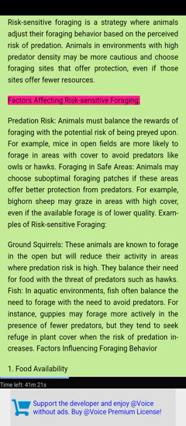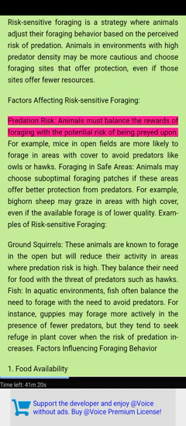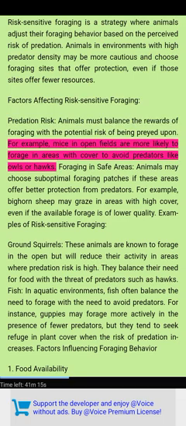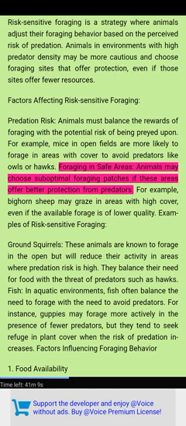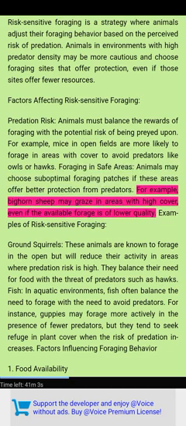Factors affecting risk-sensitive foraging. Predation risk. Animals must balance the rewards of foraging with the potential risk of being preyed upon. For example, mice in open fields are more likely to forage in areas with cover to avoid predators like owls or hawks. Foraging in safe areas. Animals may choose suboptimal foraging patches if these areas offer better protection from predators. For example, bighorn sheep may graze in areas with high cover, even if the available forage is of lower quality.